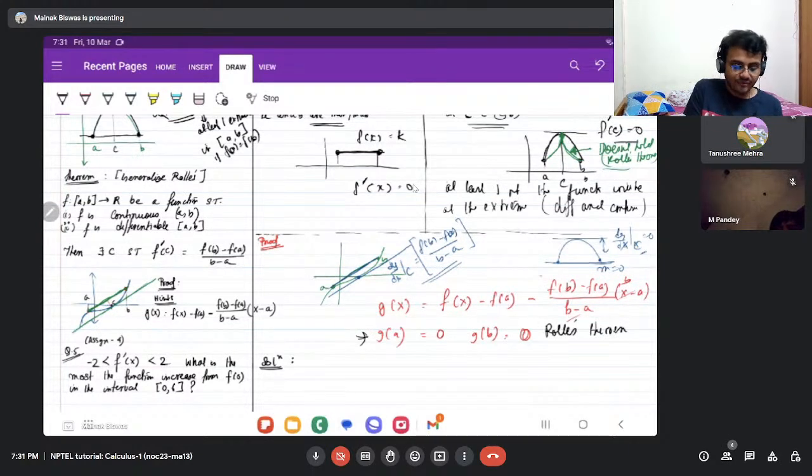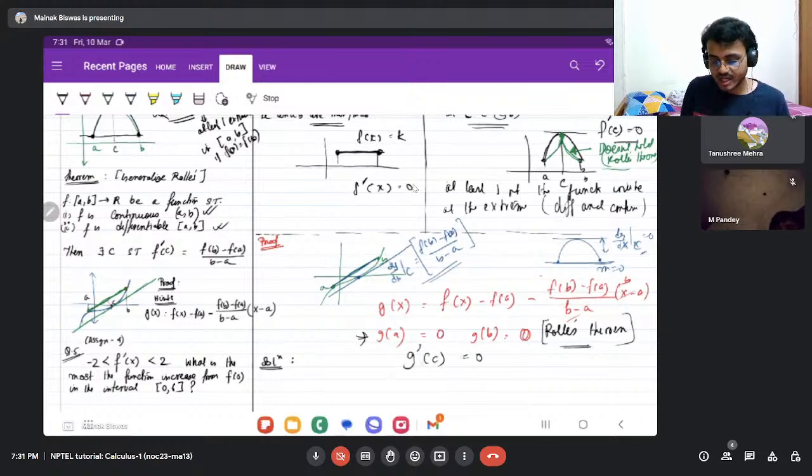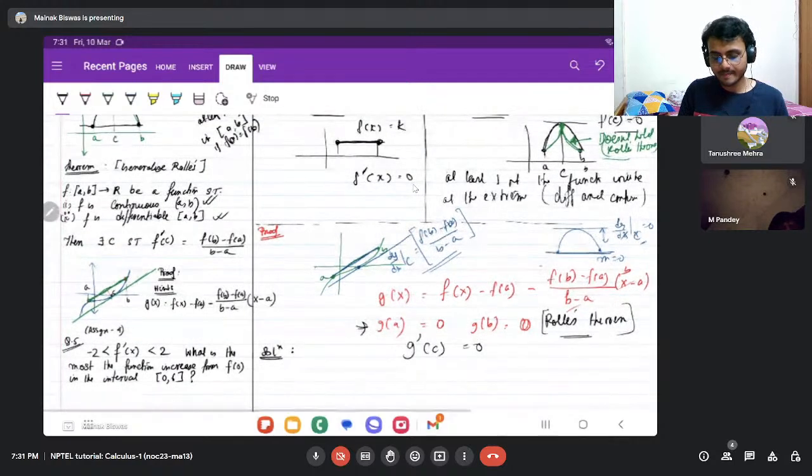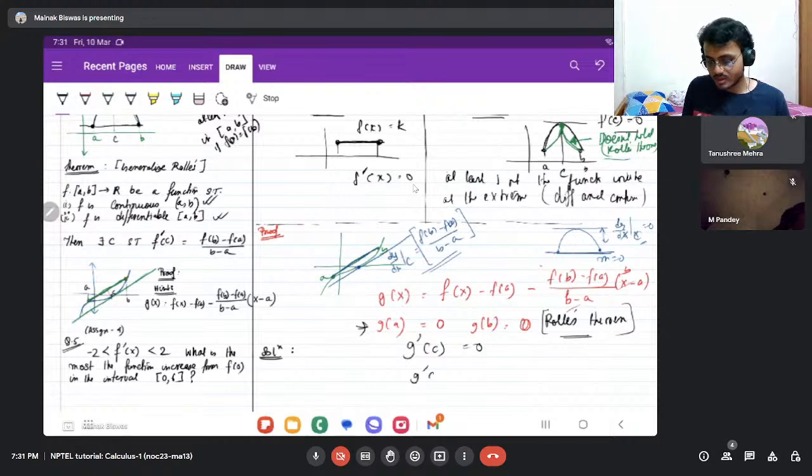Since f is continuous and differentiable, any sum of differentiable functions is always continuous, right? And differentiable similarly. So if this satisfies the Rolle's theorem, this means there exists a C such that g dash C is equal to 0, right? What is g dash C? It is nothing but f dash C. This will get cancelled. This will get cancelled. Minus (f of B minus f of A) by (B minus A) is equal to 0.